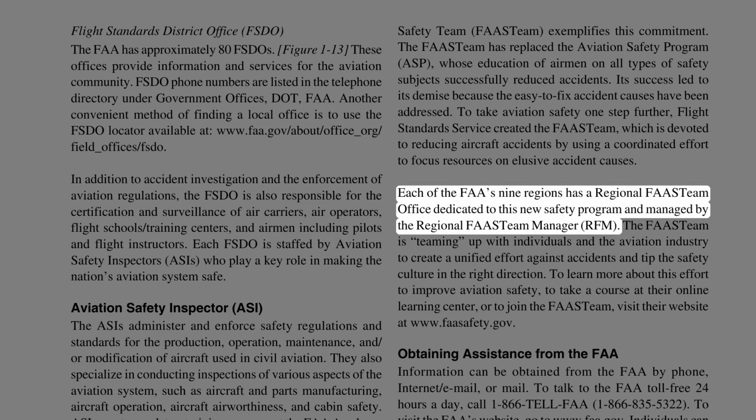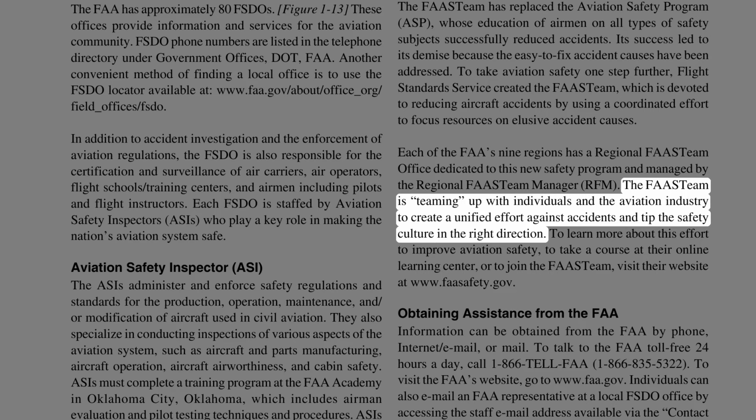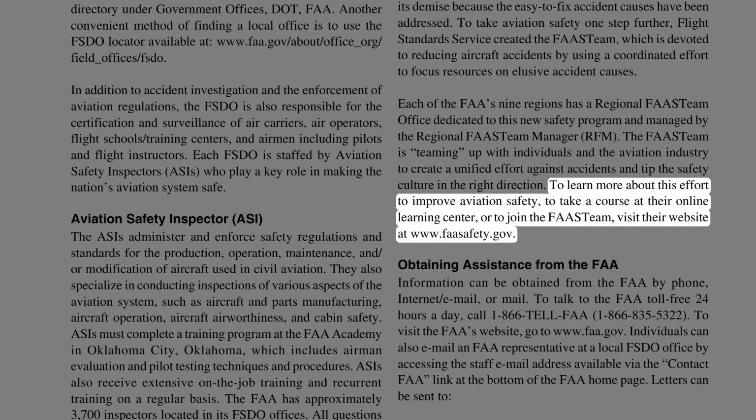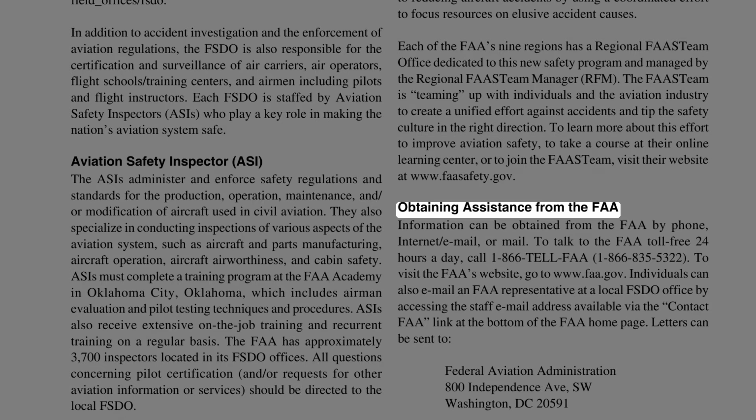Each of the FAA's 9 regions has a regional FAST Team office dedicated to this new safety program and managed by the Regional FAST Team Manager (RFM). The FAST Team is teaming up with individuals in the aviation industry to create a unified effort against accidents and tip the safety culture in the right direction. To learn more about this effort to improve aviation safety, to take a course at their online learning center, or to join the FAST Team, visit their website at www.faasafety.gov.